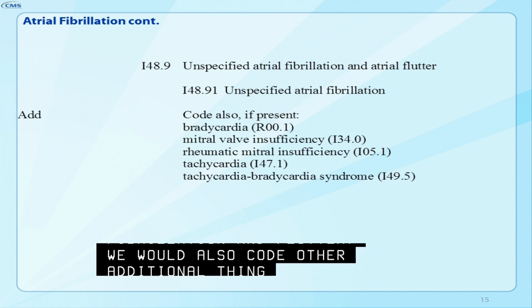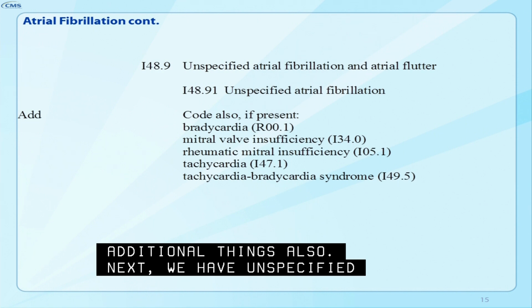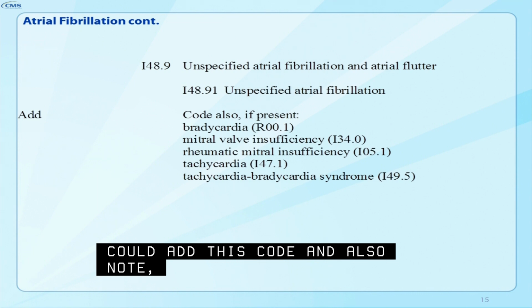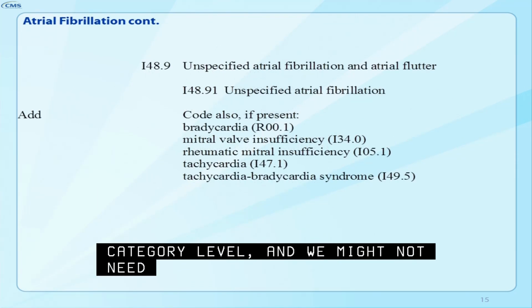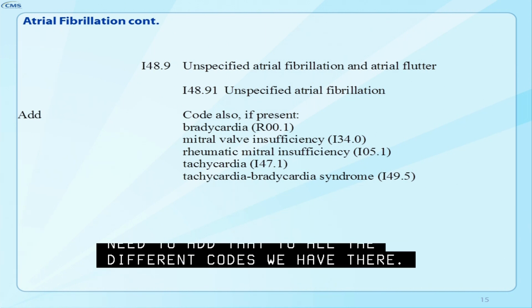Next, at I48.9, we have unspecified atrial fibrillation, and we could add this code-also note there also, or if we put that code-also note at the category level, then we might not need to add that to all the different codes that we have there. And that covers all of the proposed changes in this proposal.